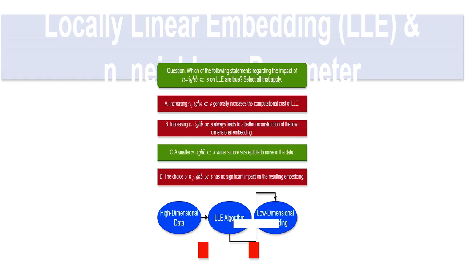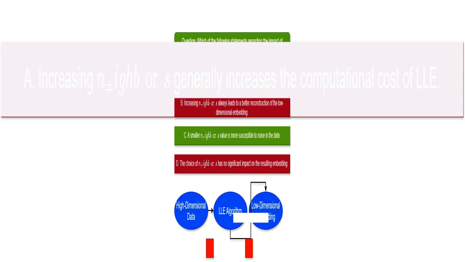The more neighbors you include, the more calculations the computer has to perform. It's like having to consider more people's opinions. It takes longer, but sometimes gives you a better overview. This is not always true. While more neighbors can sometimes improve the overall representation, having too many can make it less accurate, as it might smooth out important local differences.